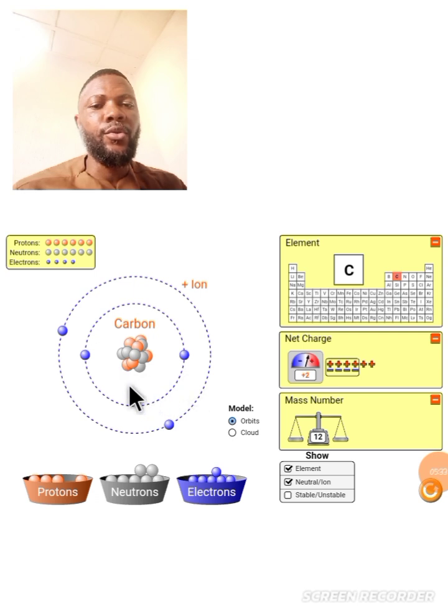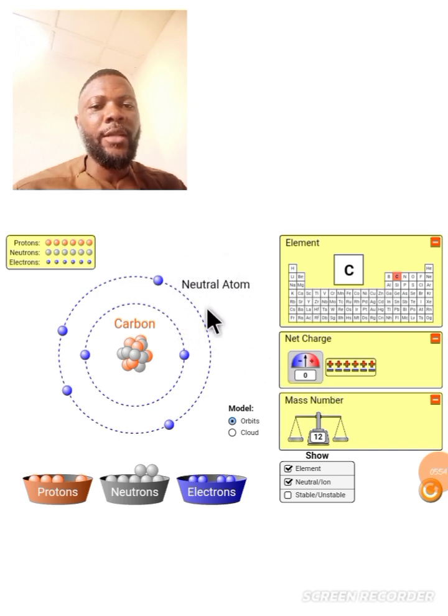We have 1, 2, 3, 4, 5, and the total is supposed to be 6, so remaining 1. You can see that. We have one more. Are you seeing that from here? Fantastic. So let's have one more. Look at what happened. At the end of the day, we have a neutral atom.